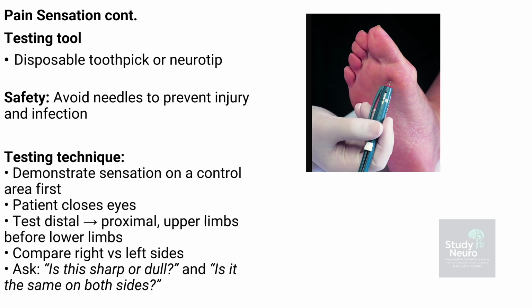Before starting, demonstrate the sensation on a control area so the patient understands what sharp feels like. Then ask the patient to close their eyes. Apply the stimulus lightly, testing distal before proximal, and examine the upper limbs before the lower limbs. Always compare corresponding areas on the right and left sides. After each stimulus, ask the patient, is this sharp or dull? And does it feel the same on both sides?